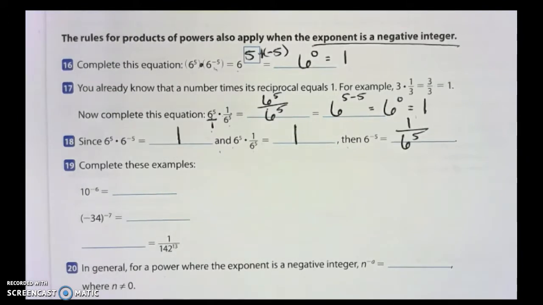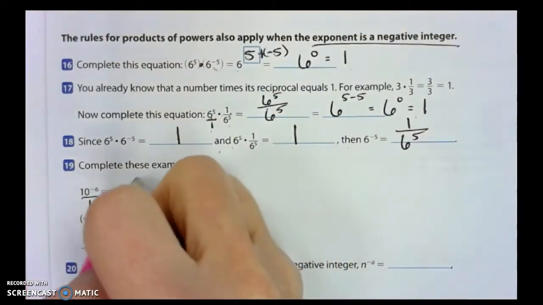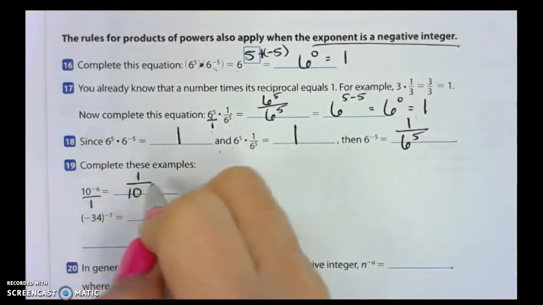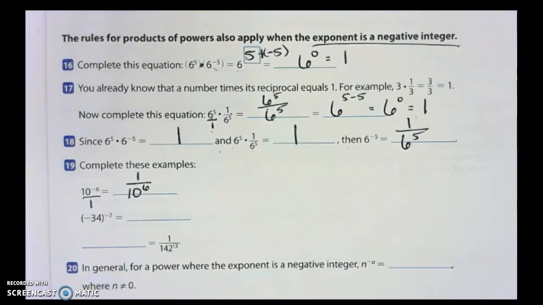Number 19. Complete these examples. 10 to the negative 6, because we talked about negative exponents in the video the other night. When you have a negative exponent, make the base a fraction, 10 to the negative 6 over 1. Flip the reciprocal of just that base, 1 over 10, make the exponent positive.